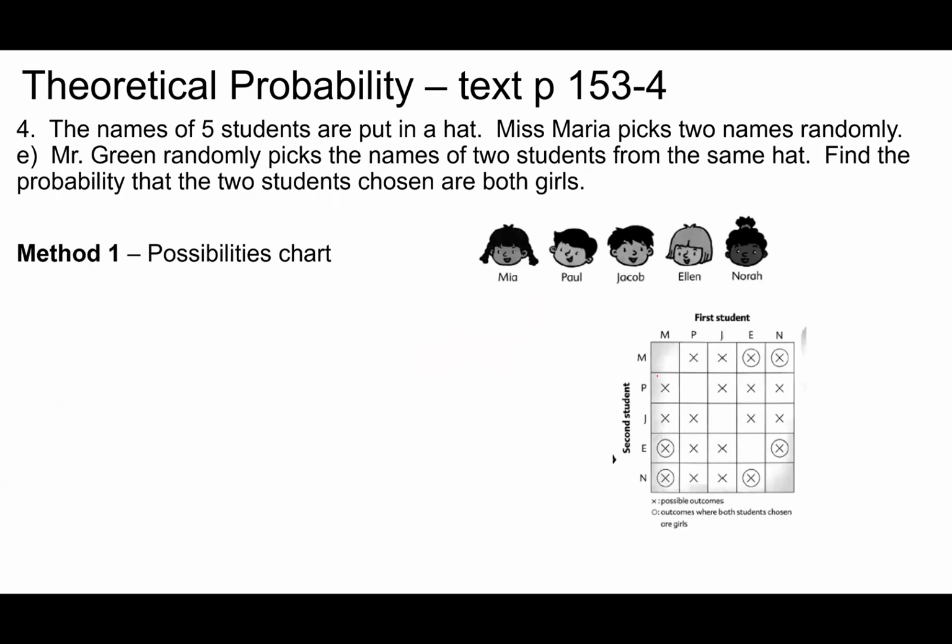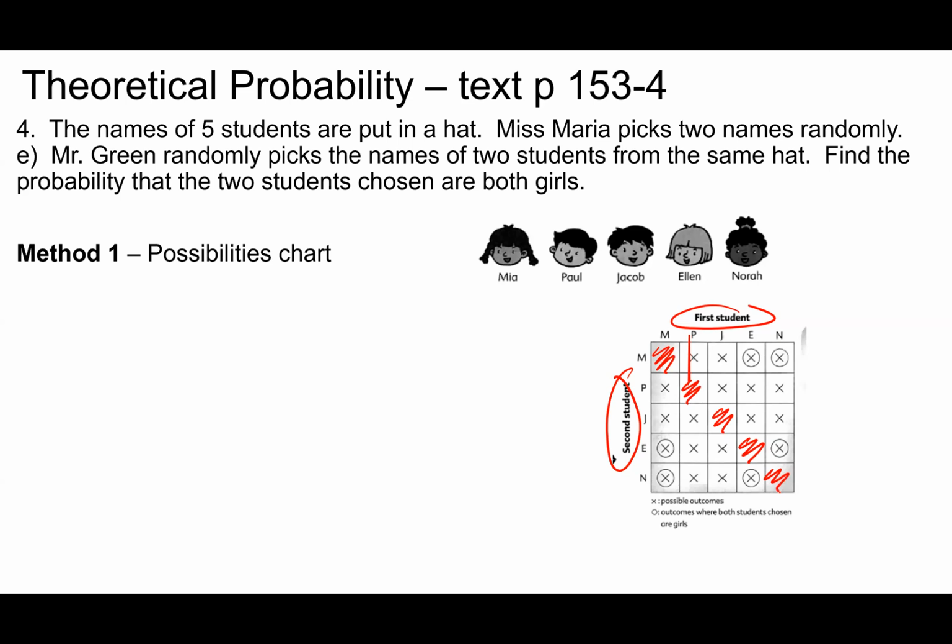All right, so let's take a look at using a possibilities chart. Same problem. The names of 5 students are put in a hat. Here's my first student up here, and then my second student right here. Miss Maria picks 2 names randomly. Find the probability that both the students chosen are girls. Can I pick Mia, Mia? Can I pick Paul, Paul? Can I pick Jacob, Jacob? So that's why this middle diagonal is blank, because those are not possible outcomes.